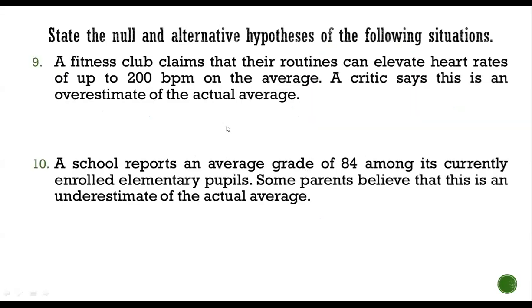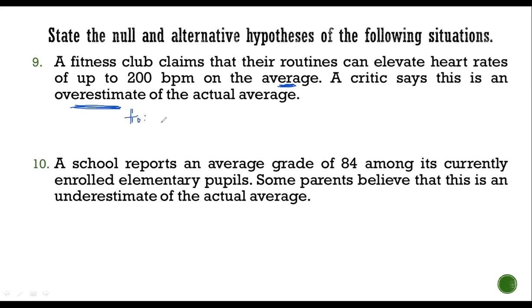Numbers 9 and 10. A fitness club claims that their routines can elevate heart rates up to 200 beats per minute on the average. A critic says it is an overestimate of the actual average. Masyadong mataas. Overestimate. Okay? Identify first the null hypothesis.